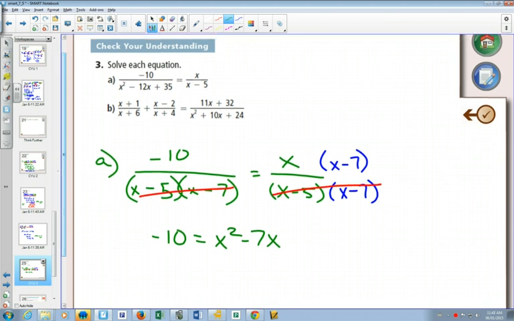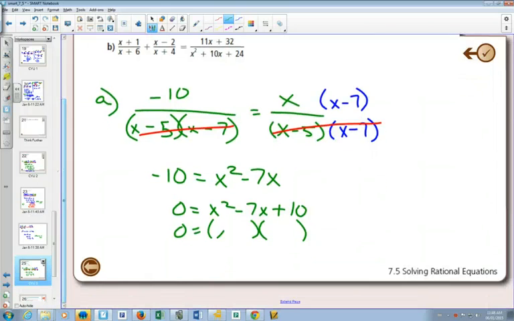I might show this one with the other technique as well, where you just multiply to get rid of fractions, if you've been liking that one better. But here we've got an x squared again. How do we solve x squared equations? Make one side equal to 0. Factor. x minus 5, x minus 2. So x equals 5 and x equals 2 are the two answers that we get.